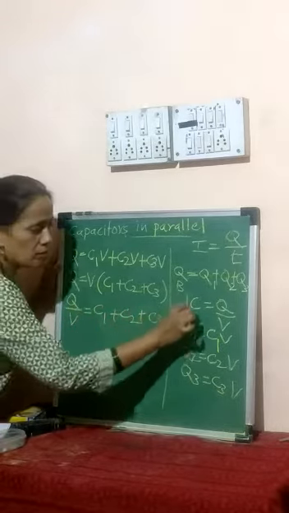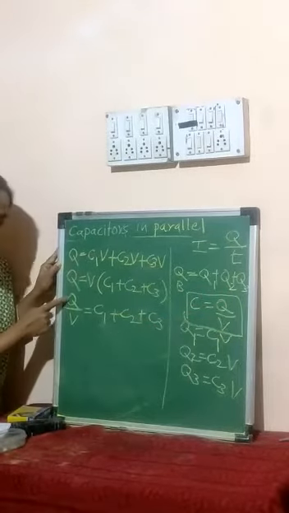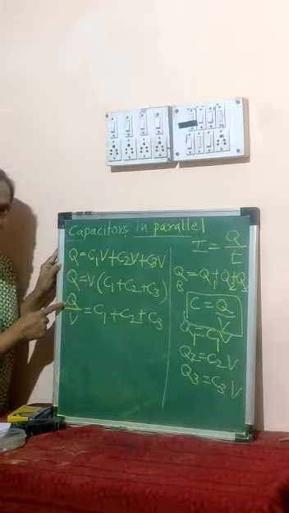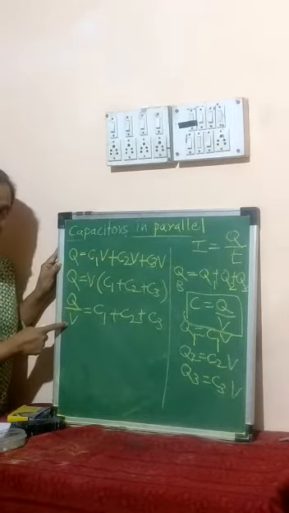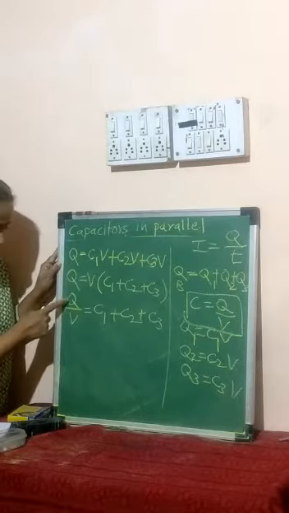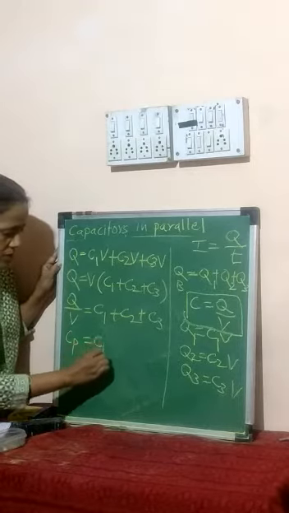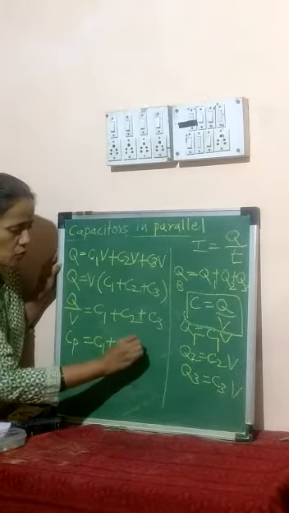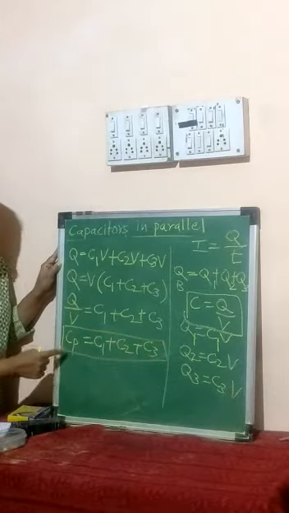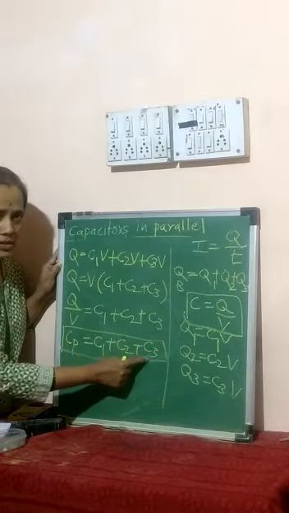And we have the formula C is equal to Q upon V. Here I am getting Q upon V, where Q is the total charge deposited on the parallel combination, and V is the total potential applied across the parallel combination. So instead of Q upon V, I can write Cp is equal to C1 plus C2 plus C3. This is nothing but the equivalent capacitance in the case of a parallel combination.